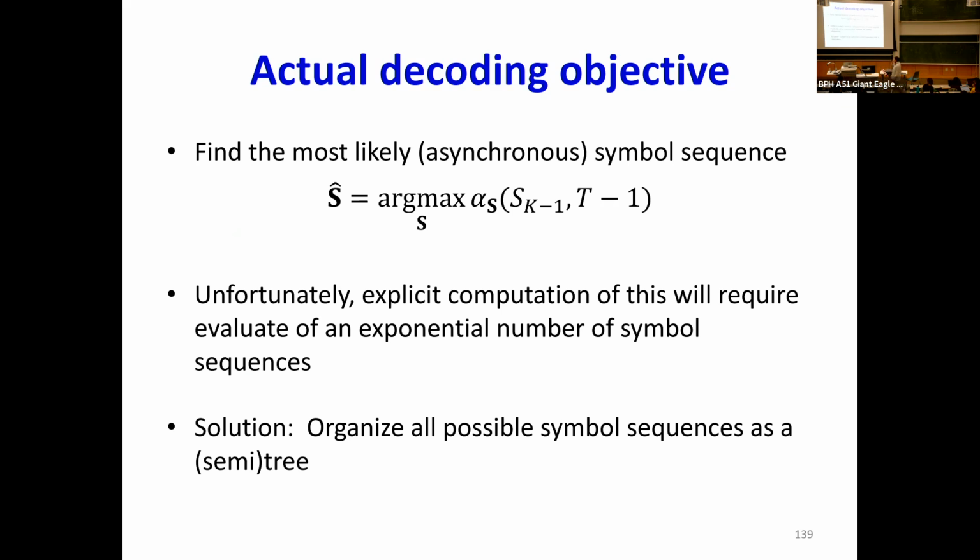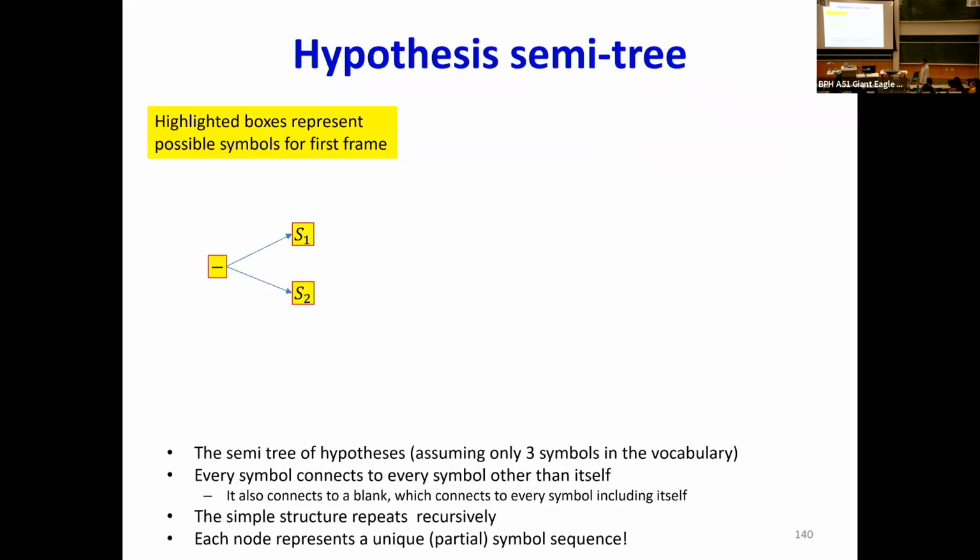So here's what we will do. We're going to organize all possible symbol sequences in a semi-tree. But when we organize it, we're going to also include the blank. So look at this. Suppose I have a vocabulary which has just 2 symbols. Then what are all the ways of generating just one symbol, which is either S1 or S2? I can either just have the symbol be S1, or I can have a blank followed by S1. I can have just the S2, or I can have a blank followed by S2. So all of those can be represented using this little tree.